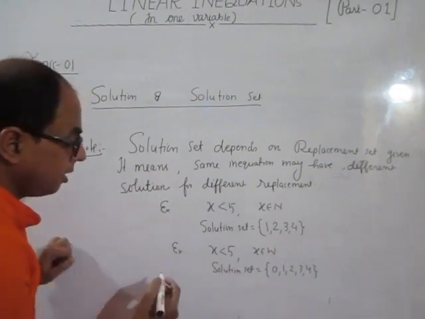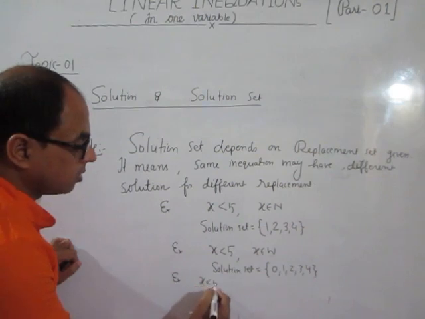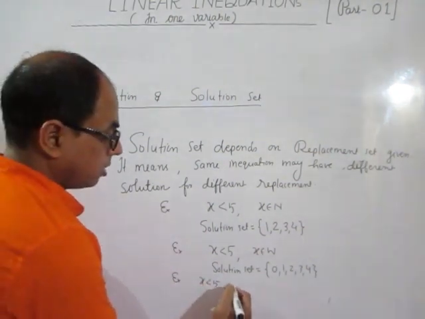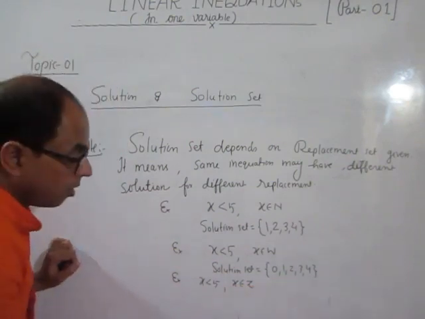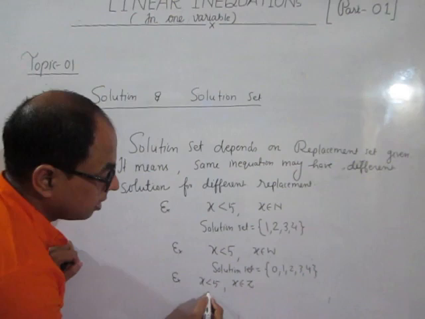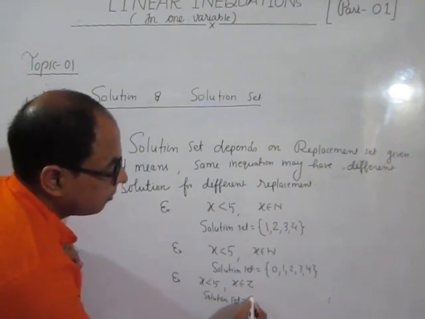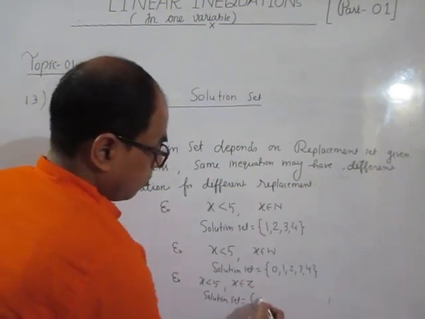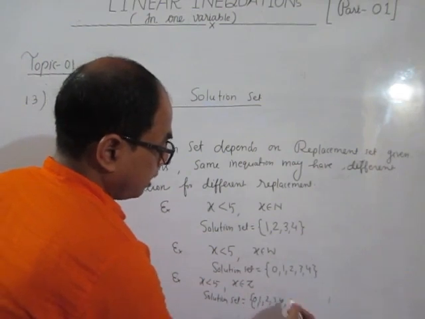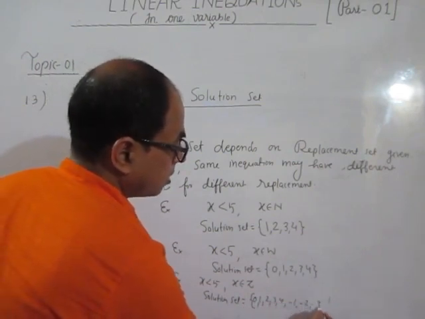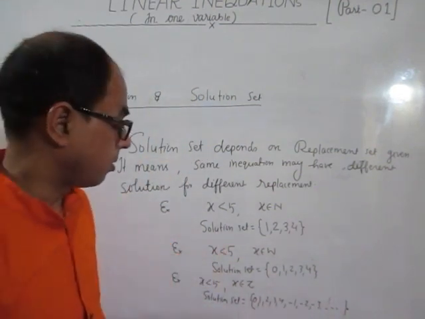Now suppose in the same question, x less than 5, the inequation is same. Now suppose this time x belongs to the set of integers. So in this case the solution set will be 0, 1, 2, 3, 4 and all the negative numbers, -1, -2, -3 and so on. Why? Because a negative number is always less than a positive number.